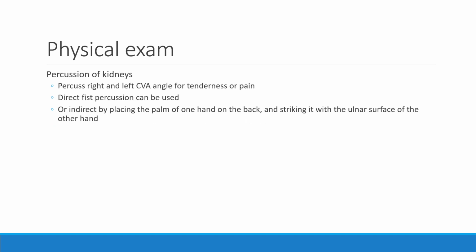Percussion of the kidneys. Percuss the right and left CVA angle for tenderness. This is indicative of inflammation or musculoskeletal problems. Direct fist percussion can be used or indirect by placing the palm of one hand on the back and striking it with the ulnar surface of the other hand.